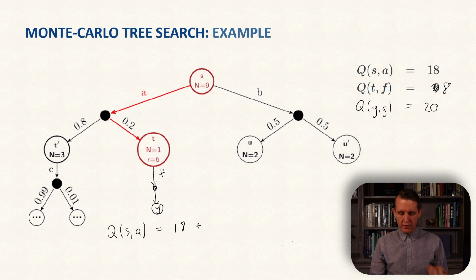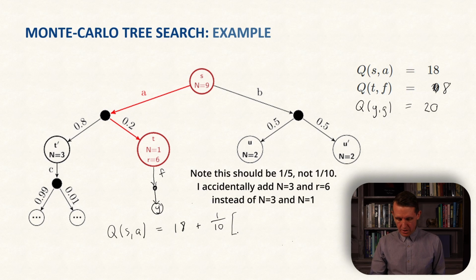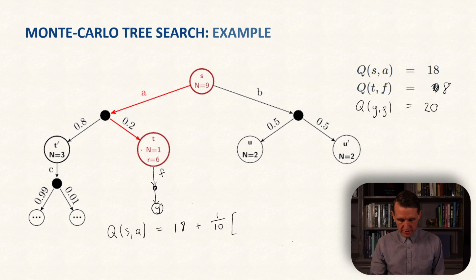plus 1 over the number of times we've executed that, so it's 10, multiplied by the reward that we've received. If we execute Q S of A, in this case here, we received reward of 6. We must remember to add the rewards that we receive along the tree, not just the rewards we receive at the end of simulations. There are intermediate rewards we have to consider. 6 plus gamma 0.8 multiplied by G, which is our cumulative reward.